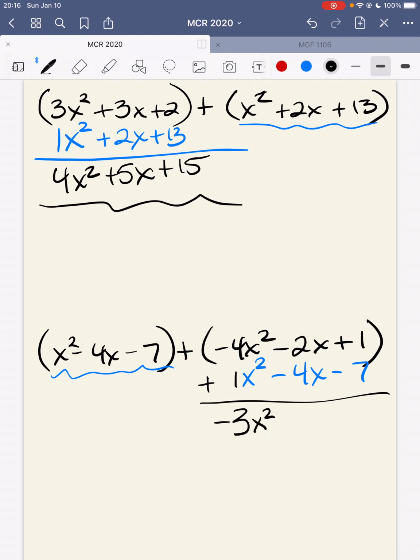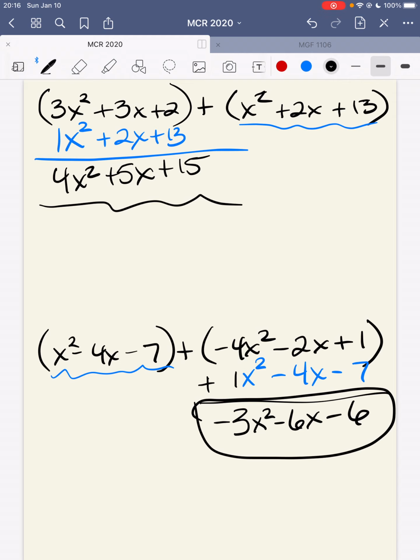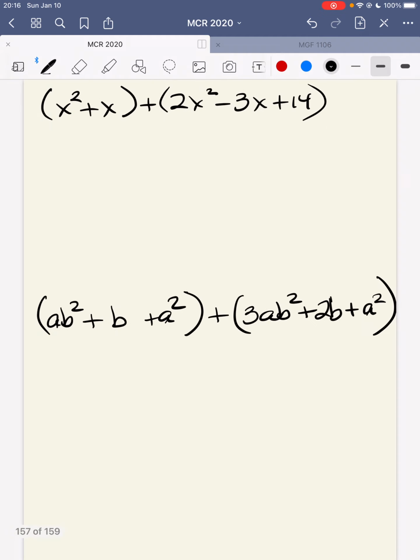Negative 2x and a negative 4x. I spend $2, I spend $4. I spent $6, but I spend 6x's in this case. A plus 1 and a minus 7 gives me a negative 6. And I've gone ahead and completed my problem. Right? What if everything is not the same?